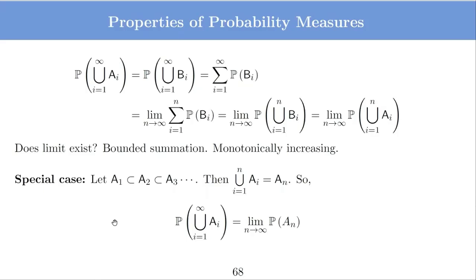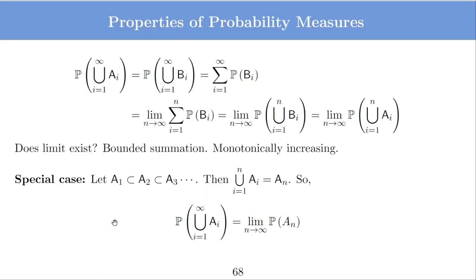How do we prove that this limit exists? This is very easy. This probability is bounded because it is less than 1, and it is increasing as you go from n to n plus 1. You are adding one more term, A(i+1), so when you are adding something, it is monotonically increasing. A monotonically increasing and bounded sequence always converges. So the limit exists.